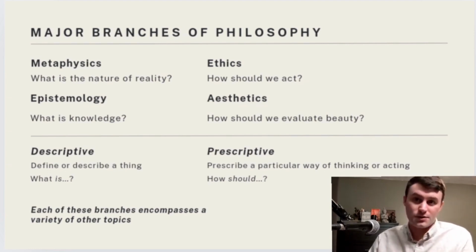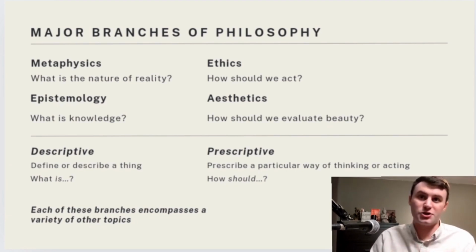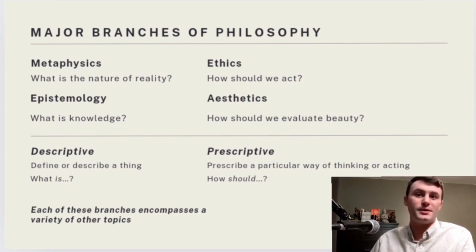Now, different branches of philosophy, different areas within the discipline, can be grouped together and separated from one another, largely based on the kinds of questions that each area tends to focus on. For example, metaphysics involves questions like, what is the nature of a thing? For instance, what is the nature of reality? What is the world fundamentally made of?